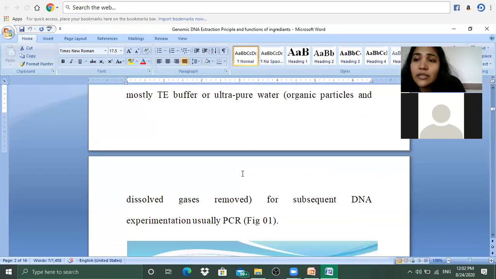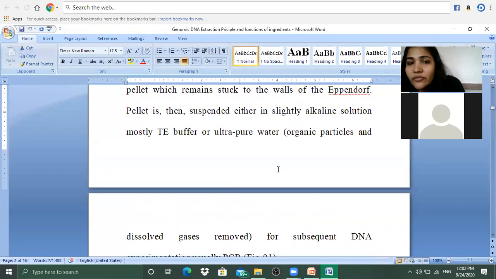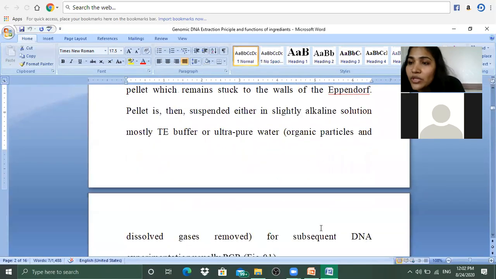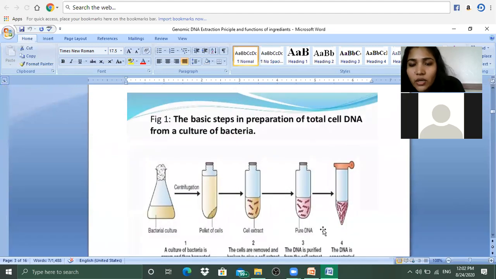So first thing that you have to take care of is the lipid, proteins, and RNA. Then secondly, you have to remove this cell debris. Then third thing is that you have to precipitate the DNA. And then fourth thing is that after the precipitation, you make the DNA pellet and resuspend it into a slightly alkaline solution, or into molecular biology grade water. So there are 4 to 5 steps to DNA extraction. I hope you guys have understood.